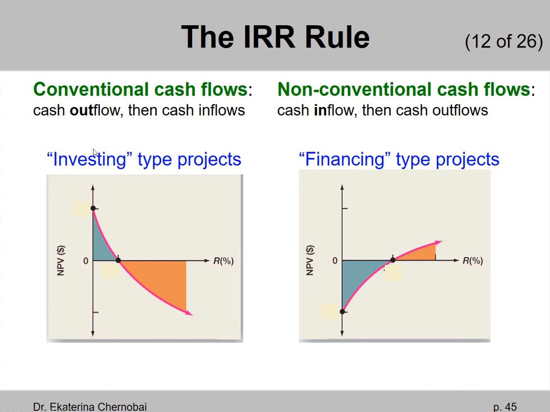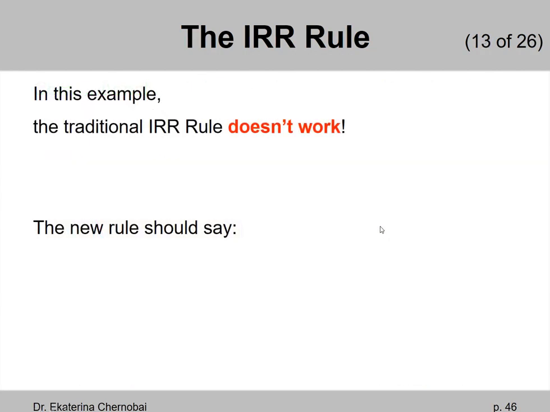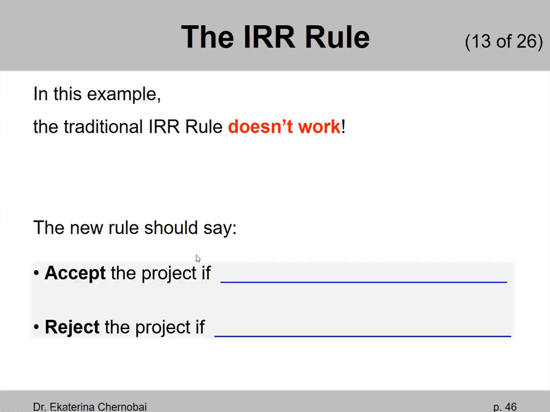And for a conventional investing type project, we would say accept the project if the required return is less than the internal rate of return. Instead, for financing type projects, we would accept the project if the required return is above the internal rate of return. And so the traditional IRR rule does not work when we deal with financing type projects. That's the conclusion. And like we already had on the last couple of slides, the new rule should be rewritten completely and say something like accept the project if the IRR is less than the required return, and reject the project if the IRR is greater than the required return.